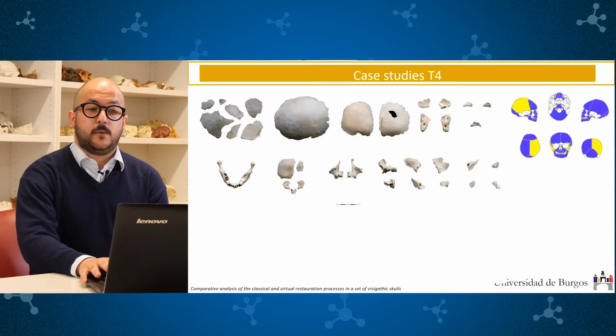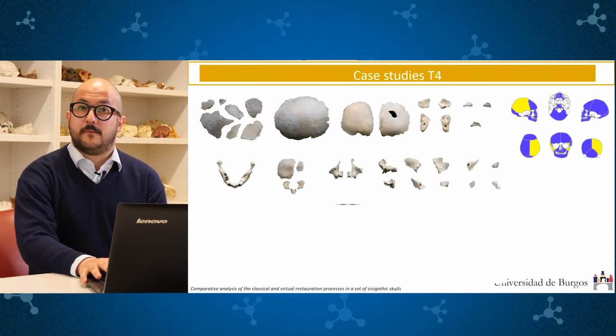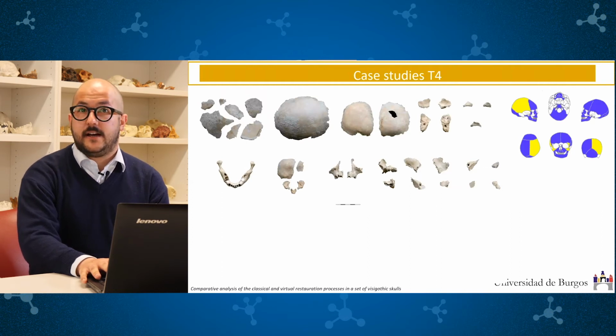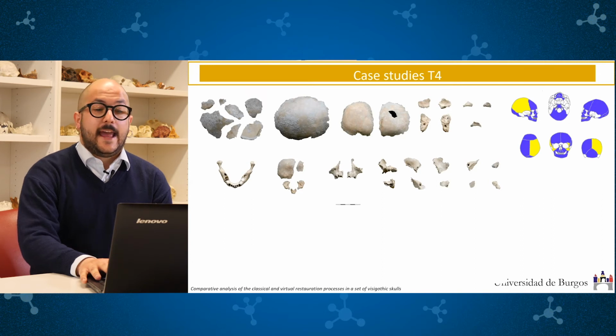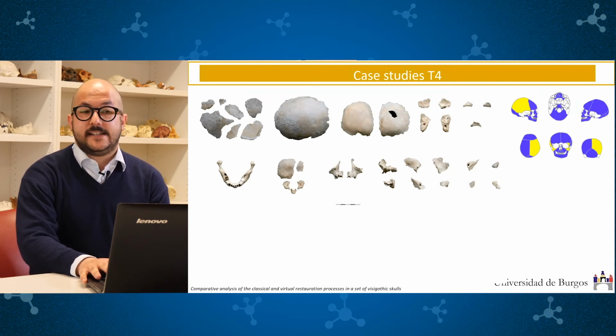The fourth case was the infantile individual from Matayana. In this case, the manual reconstruction is not carried out because the individual presents fontanelle and open suture, so the manual reconstruction is not possible to make. And the most important phase for this case is the virtual reconstruction.